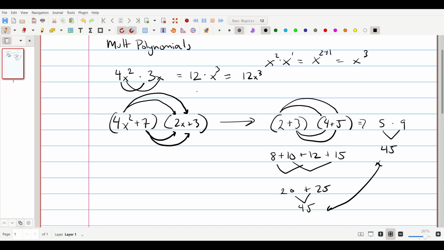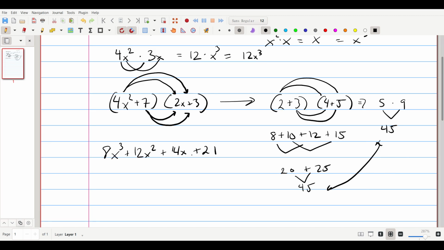All right, so let's go ahead and go through with that. So we have 4x squared times 2x. The 4 times the 2 makes an 8. x squared times x to the first is x to the third. 4x squared times 3 is just 4 times 3, which is 12, x squared. 7 times 2x. The 7 times 2 makes a 14. And then the x just comes along for the ride. And then 7 times 3 is 21.